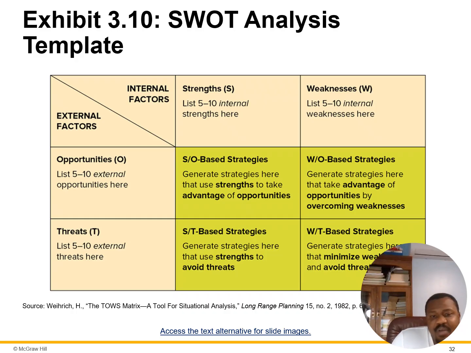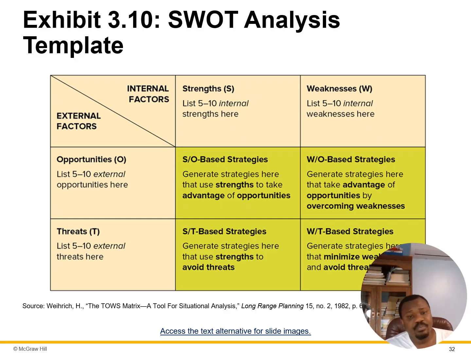Here, we took advantage of our strength. We generated strategies around our strength to take advantage of the opportunities. And then here, because it's a WO, there's opportunity, but there are weaknesses. You look at the opportunities that you have to overcome this. Now, all these are external factors, opportunities, and internal.